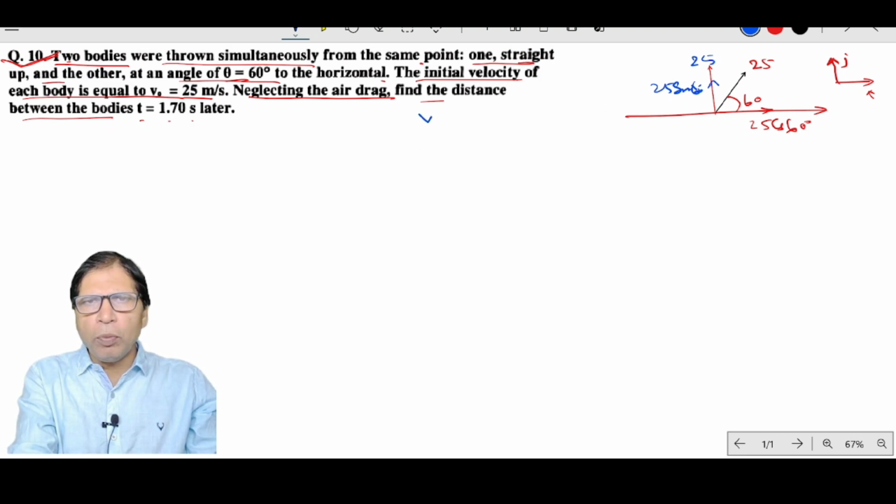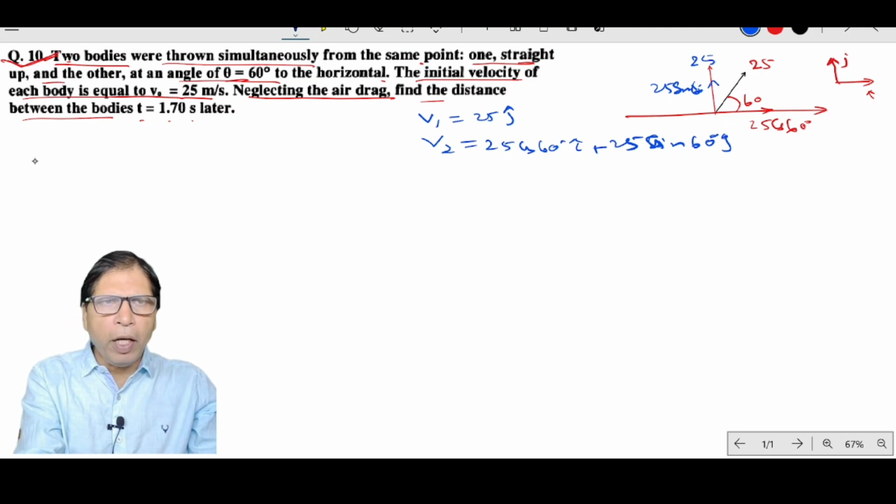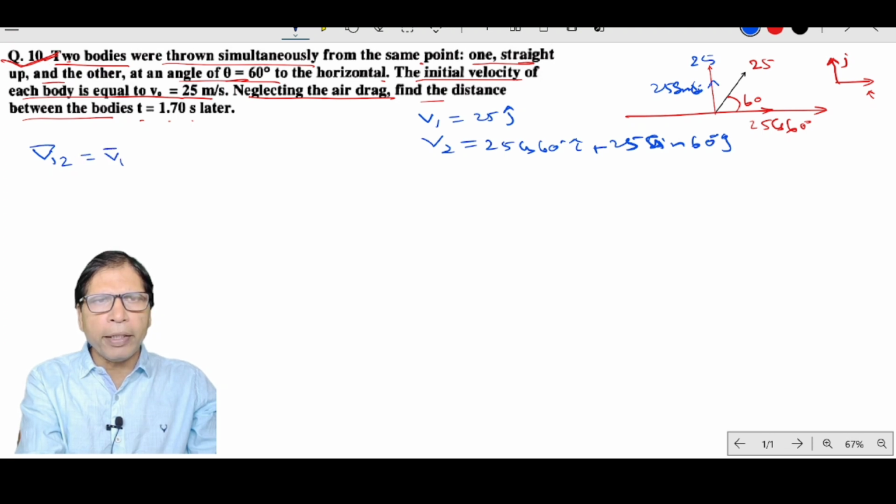The velocity of the first body, V1, is equal to 25 j cap. And the velocity of the second body, V2, is equal to 25 cos 60 degrees i cap plus 25 sin 60 degrees j cap. Therefore, the relative velocity of 1 with respect to 2 is the V1 vector minus the V2 vector. No problem.